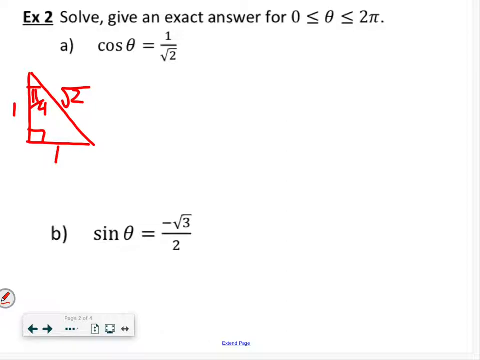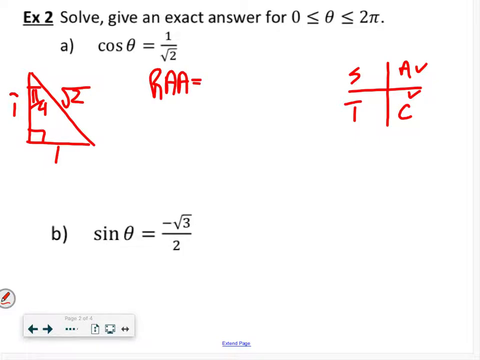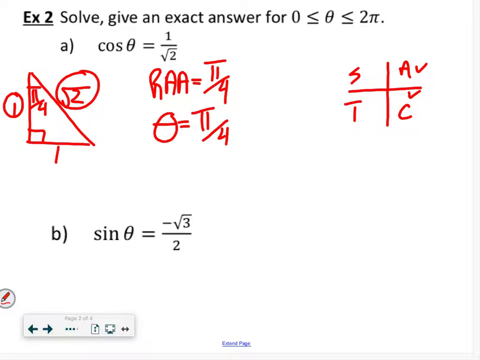But looking at this, we have a positive cos. So we've got C, A, S, T. We're going to be in 4 and 1. Now, the related acute angle here is adjacent over hypotenuse, which is right there. So we've got pi by 4. Well, that makes everything actually a lot easier. So that means theta equals pi by 4, or theta equals 2 pi minus pi by 4, which is 7 pi by 4.